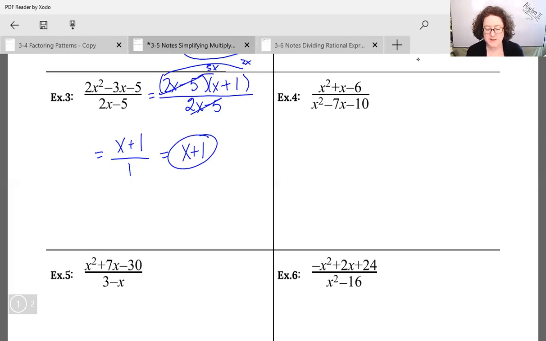Alrighty, example 4. Again, this might be a good time to pause your video, try out example 4 and example 5. And here's your hint. One of these works and one of them doesn't. Try it out.